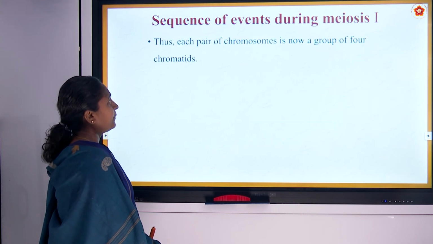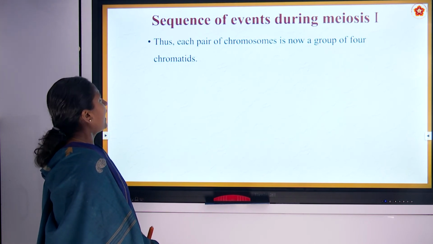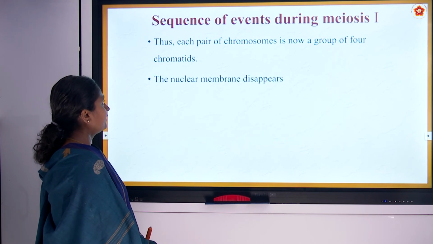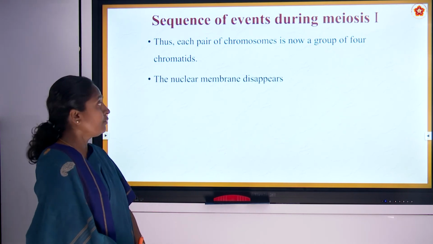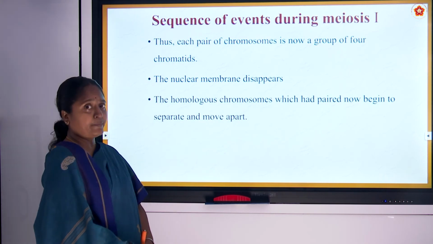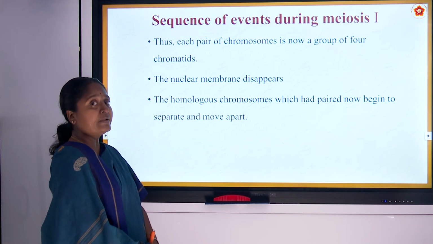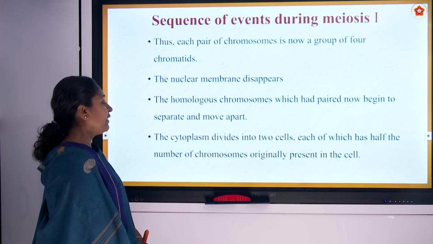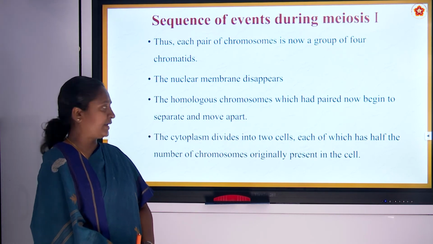Then what happens in meiosis 1? Now these chromosomes have 4 chromatids, and the nuclear membrane is disappearing. Then the homologous chromosomes which paired in the beginning now begin to separate from each other, going away from each other and reaching separate poles.